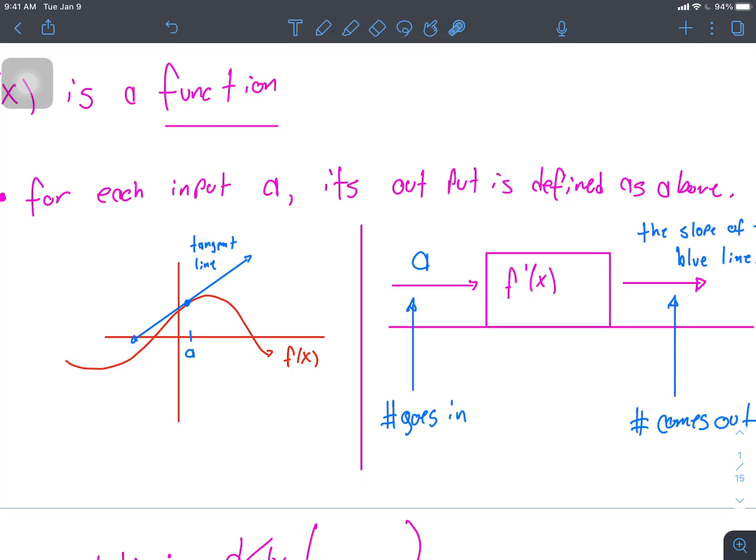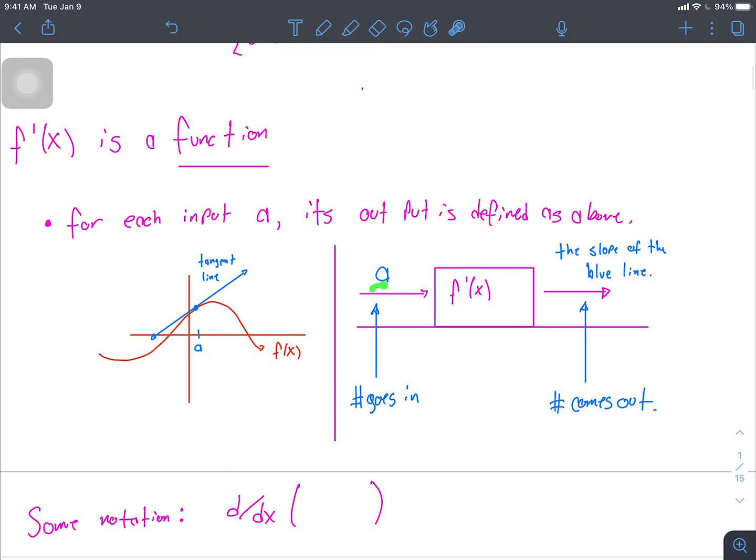So are we clear on what the derivative function does? It takes an x value as an input, and the output is the slope of the tangent line for that x value. Any questions about that before we move on?